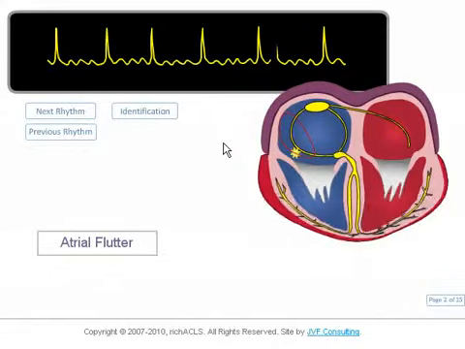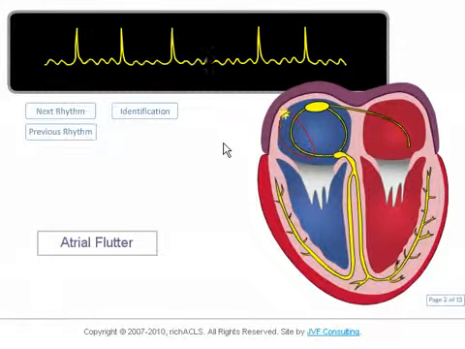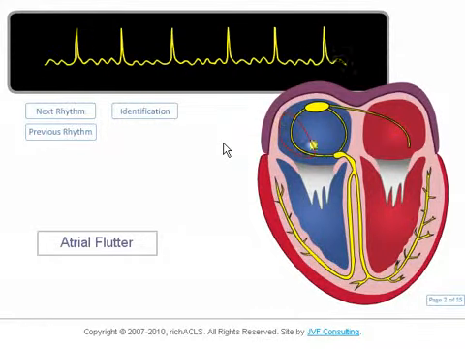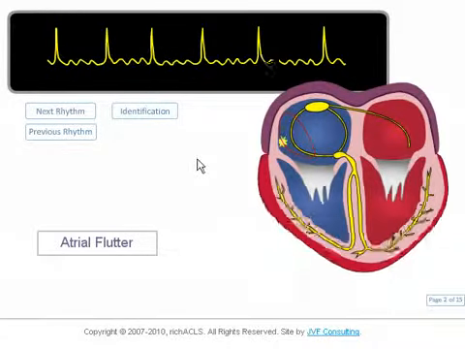The ventricular rate will depend on the regulatory properties of the AV node. The AV node protects the ventricles from fast rates by allowing only a portion of the incoming impulses to pass through.